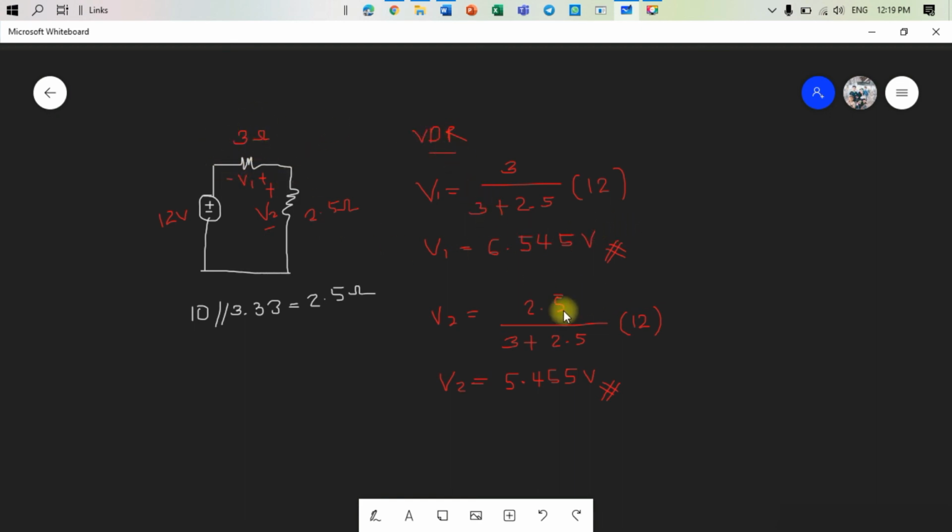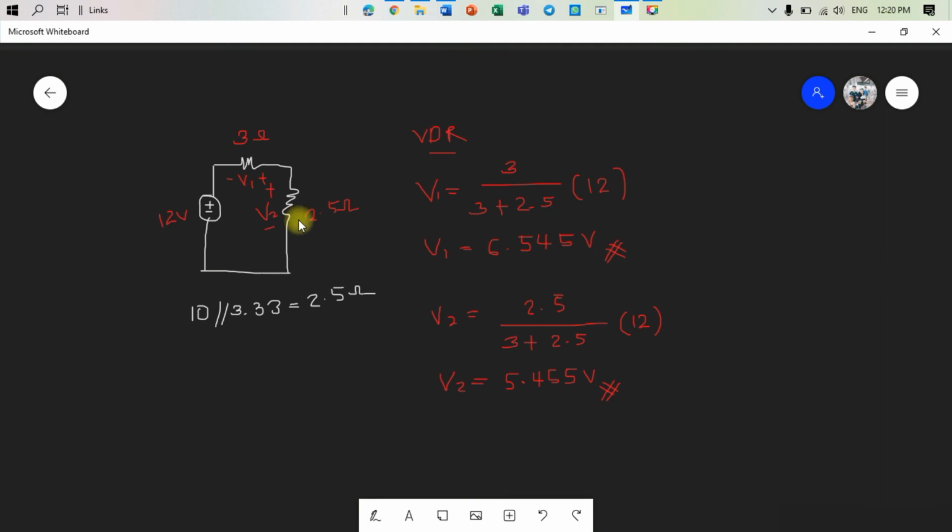For the second one, V2, the resistor here is 2.5, and the total resistor is the same, 3 plus 2.5, and we multiply with the voltage source, which is 12 volt, and we will get the answer, 5.455 volt for V2 here.